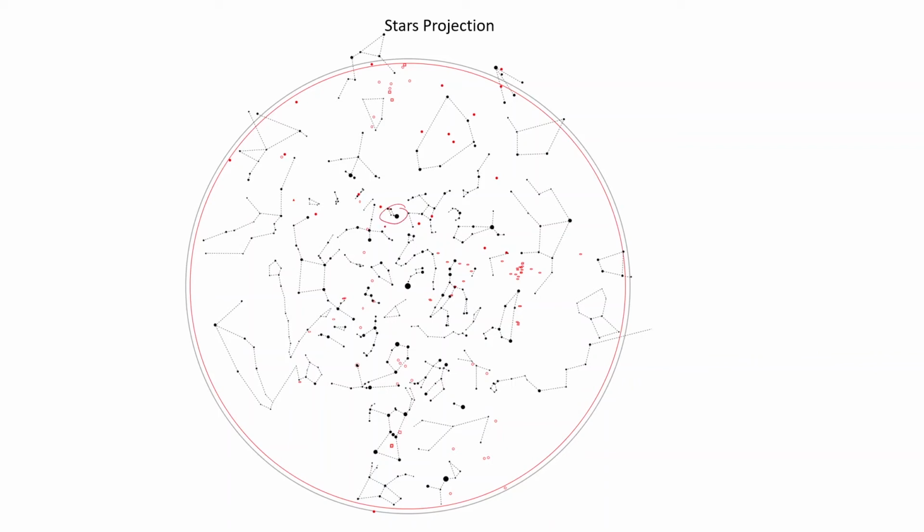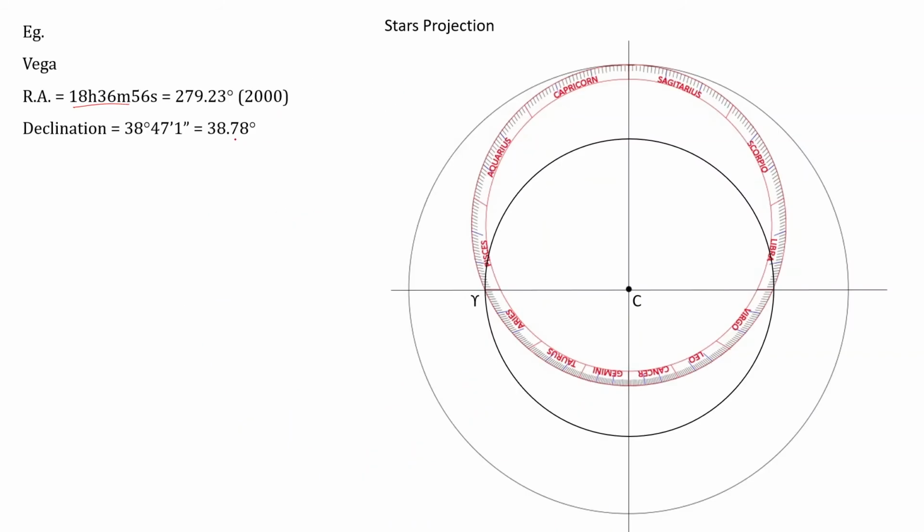Let's take an example of the star Vega and we will see how it is projected on the rete. Right ascension of Vega for epoch 2000 is 18 hours, 36 minutes, 56 seconds and declination is 38 degrees, 47 arc minutes and 1 arc second. One can also project the coordinates for the present date. So, the declination of Vega is 38.78 degrees. Right ascension of Vega is 279.23 degrees.